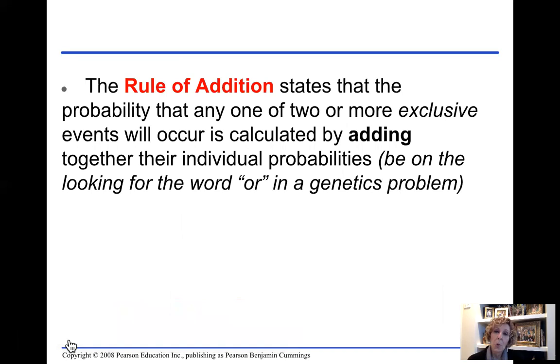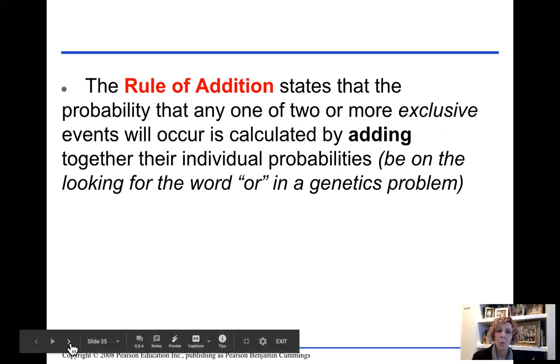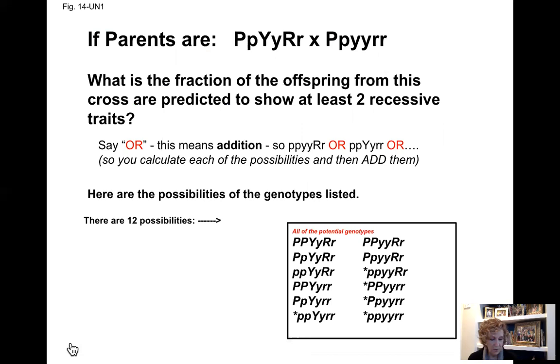The rule of addition states that the probability of any 1 or 2 or more mutually exclusive events, or, see the word "or" in that problem, is found by adding together their individual probabilities. So if you see the word "or" in a problem, then you know you're going to use addition. All right, so here's another problem.